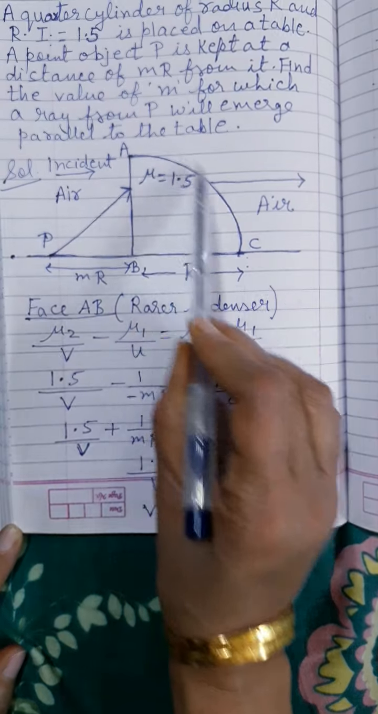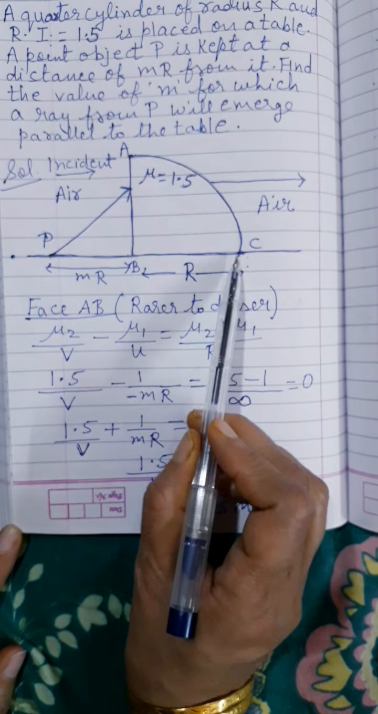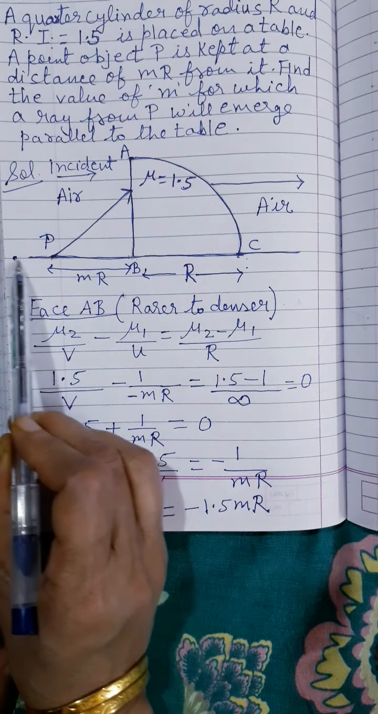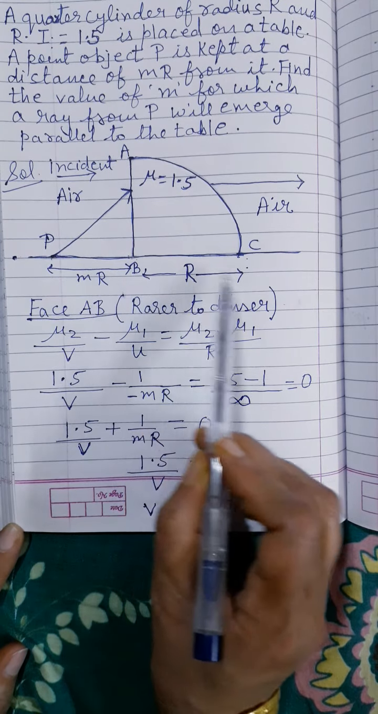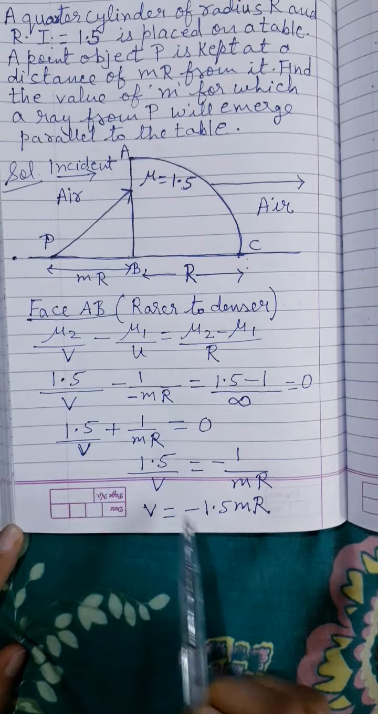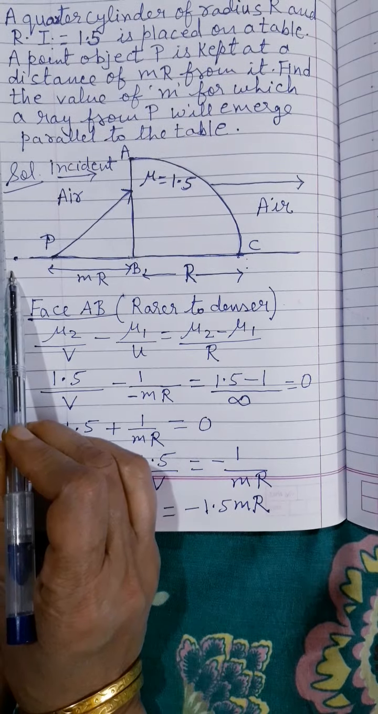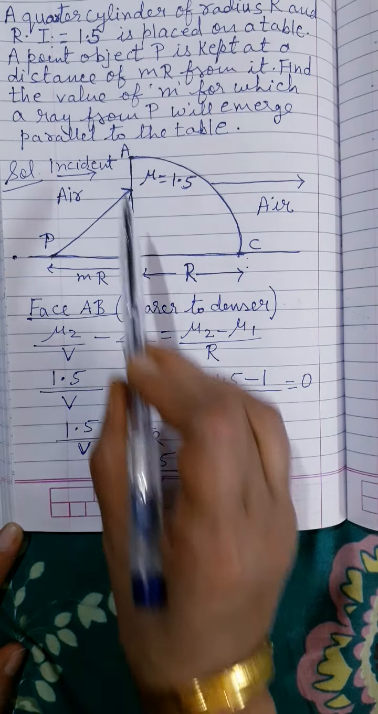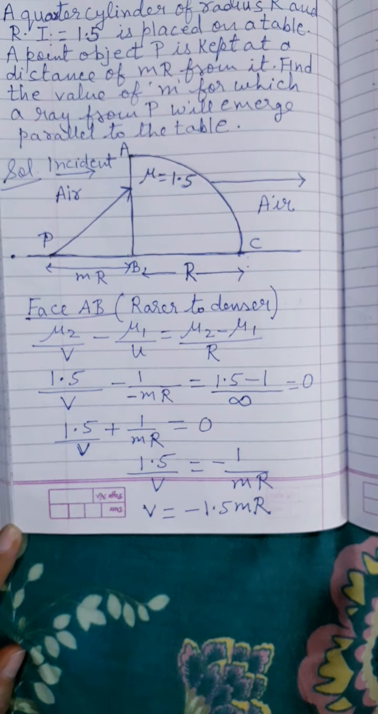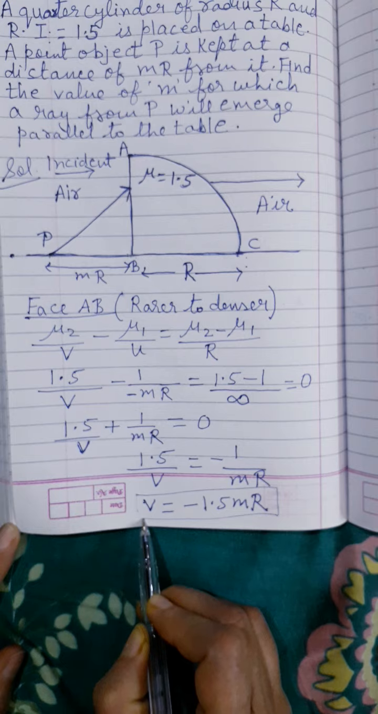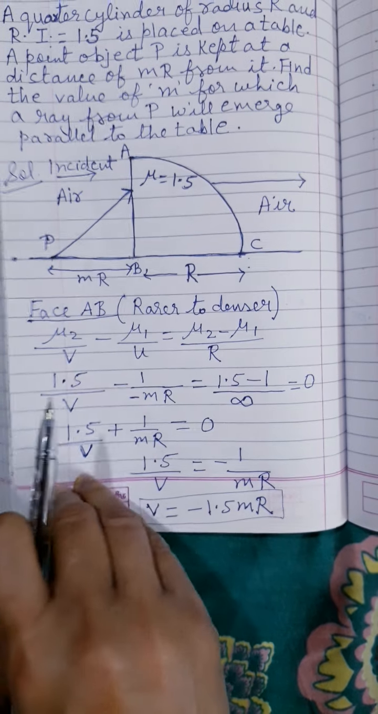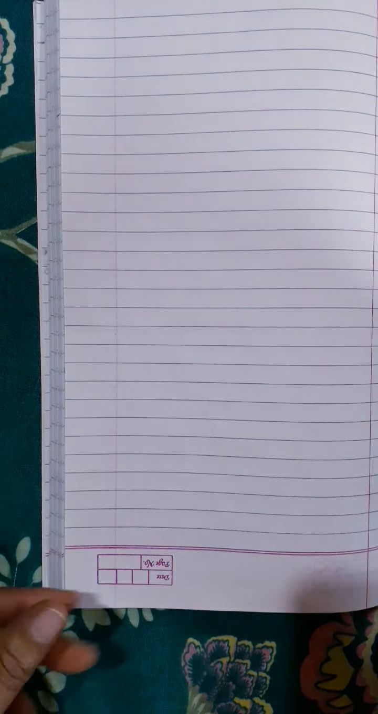So what will be the object distance for the surface AC? CB plus V for the first surface. So that will be equal to R plus 1.5 mr. So let us come to the second surface AC. For the second surface AC, ये जो हमने V निकाला इसका हम यूज़ करेंगे for the second surface के लिए. So let us come to, ये डायग्राम मैं आपको फिर से दिखा देती हूँ.